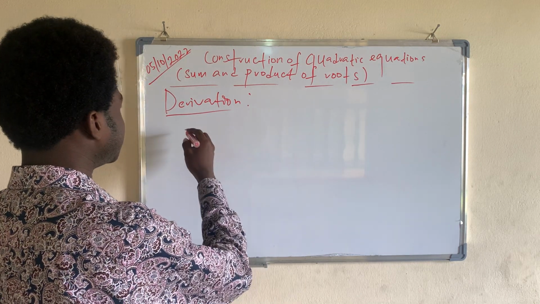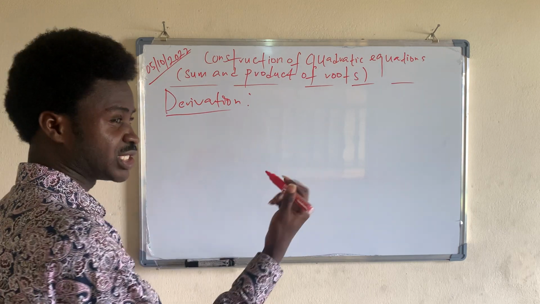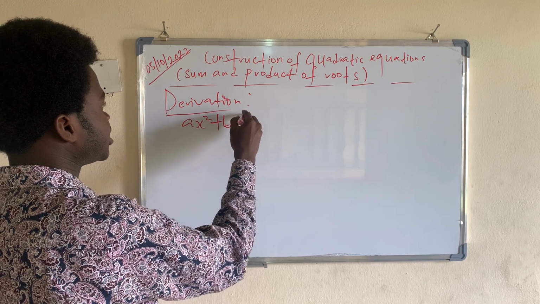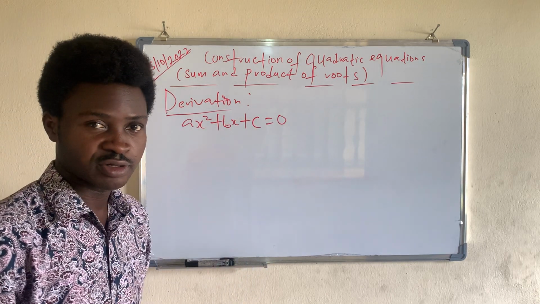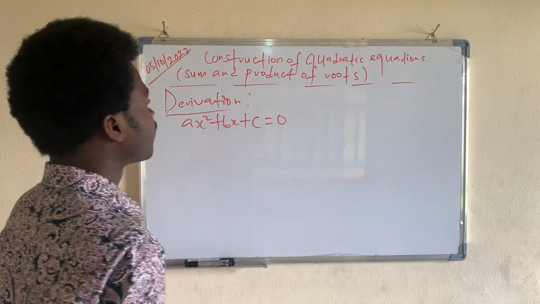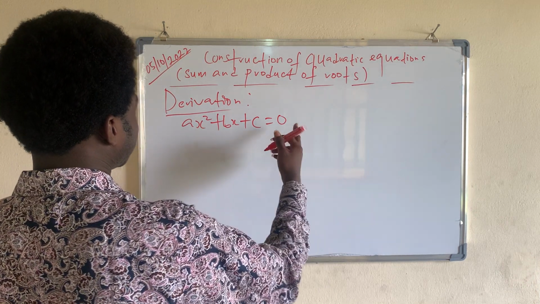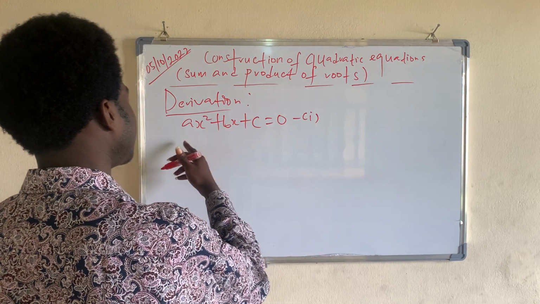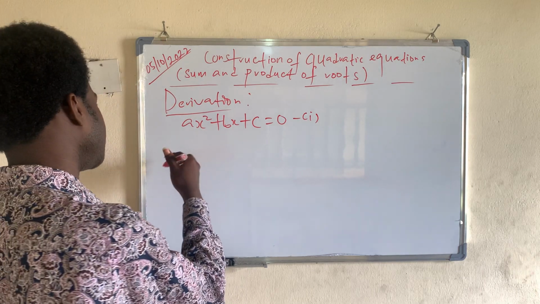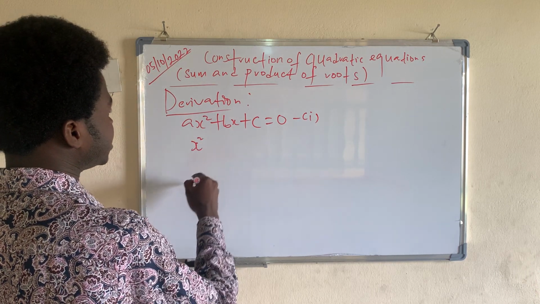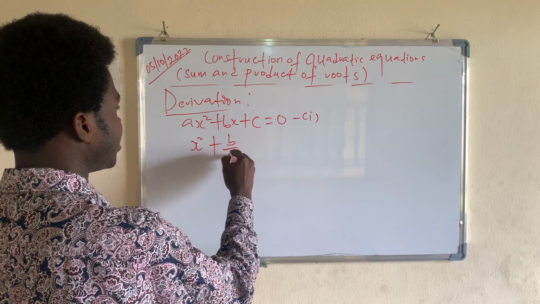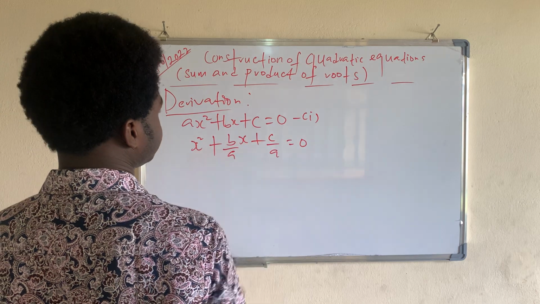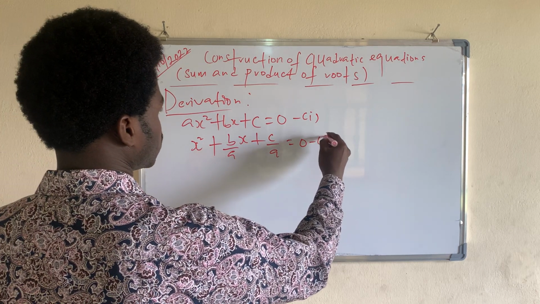We know that the general form, or the standard form, of our quadratic equation is ax squared plus bx plus c equal to 0. From this expression, I can write this by dividing all through, let's say this is 1, by the coefficient of x squared, which is a, so that we have x squared plus b over a x plus c over a equal to 0. We can name it 2.